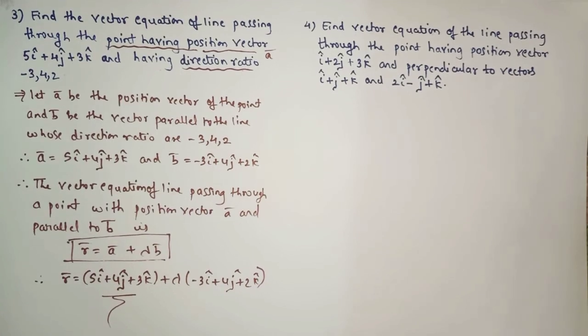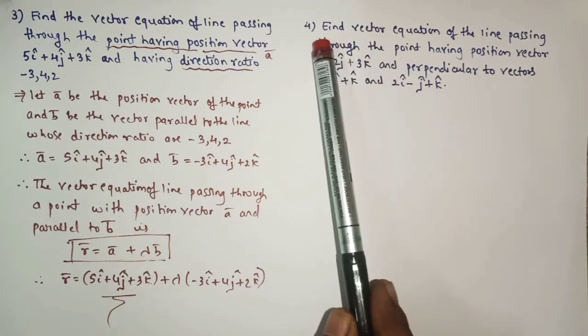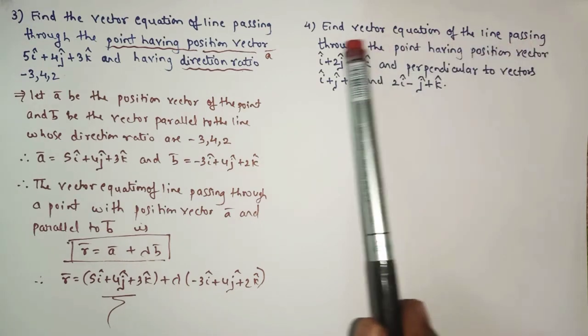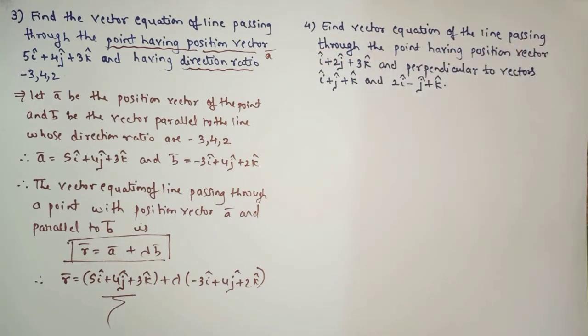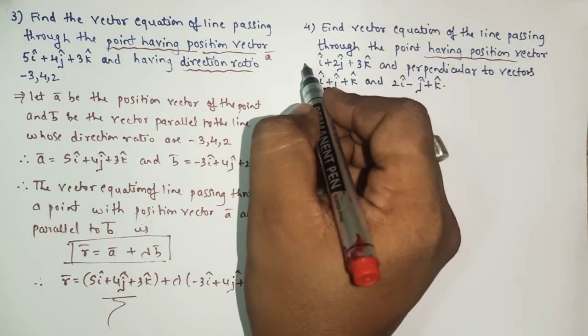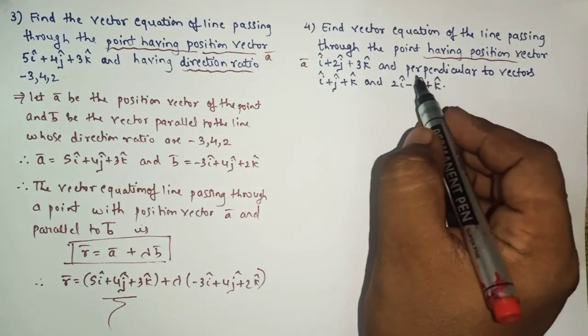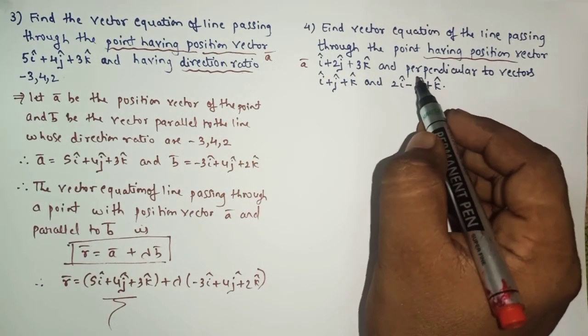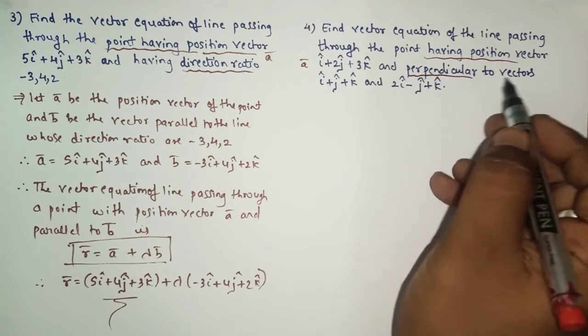So now let's move on to the next one, that is question number four. In question number four, it says that we have to find the vector equation of a line passing through a point having the position vector a bar, and perpendicular. Here the word parallel is replaced by perpendicular to the vector.